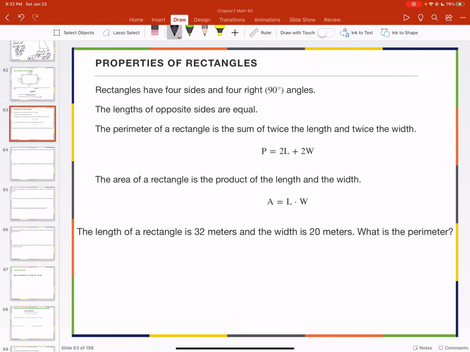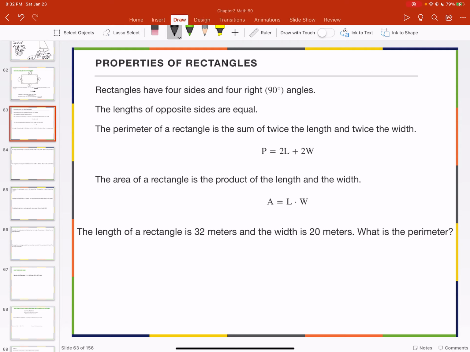So just to recap, rectangles have 4 sides and 4 90-degree angles. The opposite side lengths are equal. The perimeter of a rectangle is the sum of twice the length and twice the width. And the area is the product of the length and width. Okay, so let's do a problem.